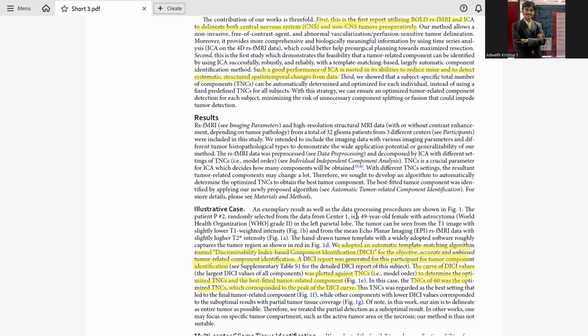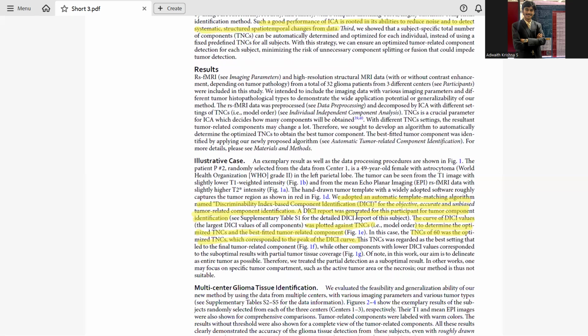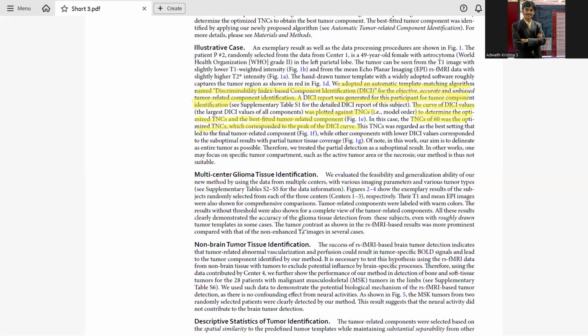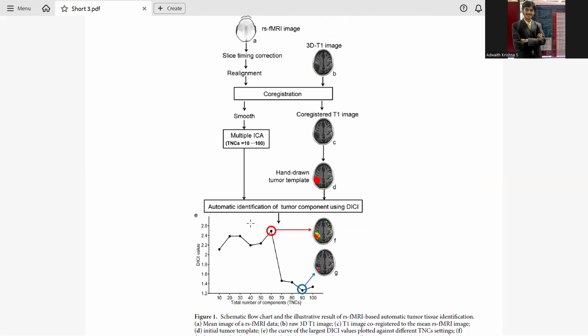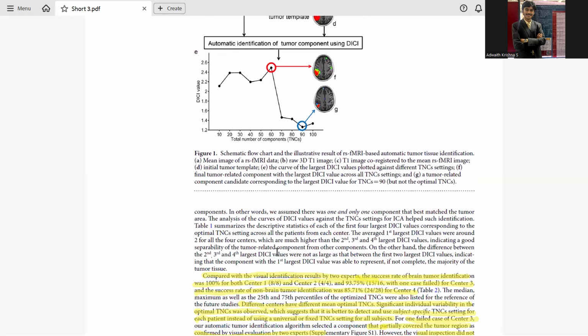And they've given an illustrated case over here. They adopted an automatic template matching algorithm named discriminality index-based component identification. And then they've plotted it over a graph in here using their steps. You can go through it if you want to, but the basic principle remains the same.